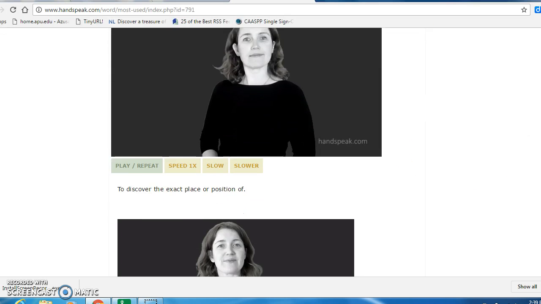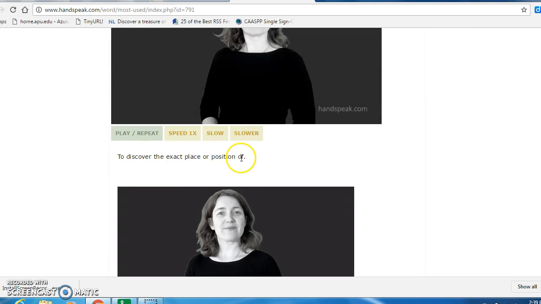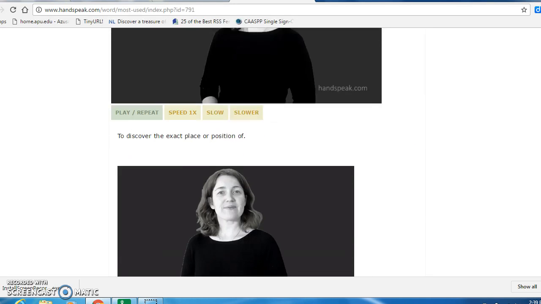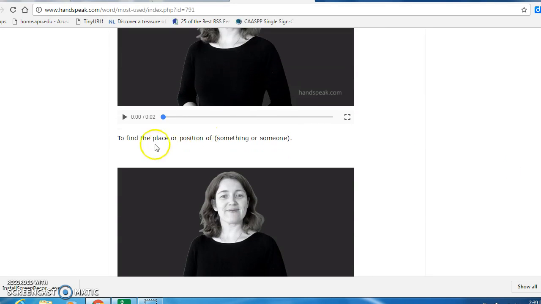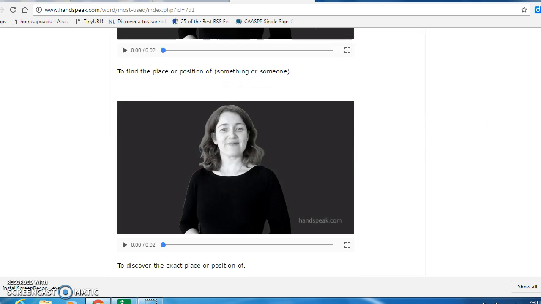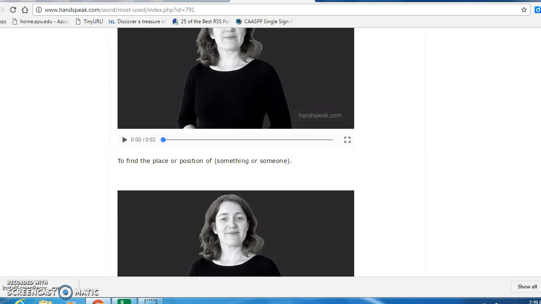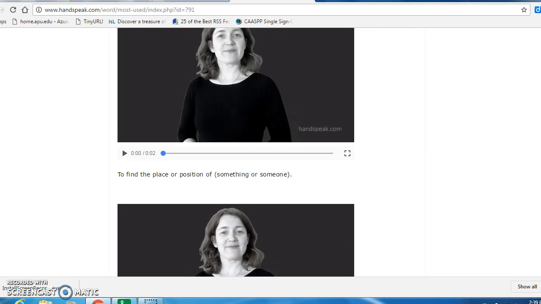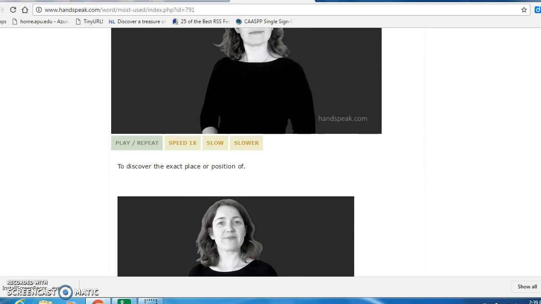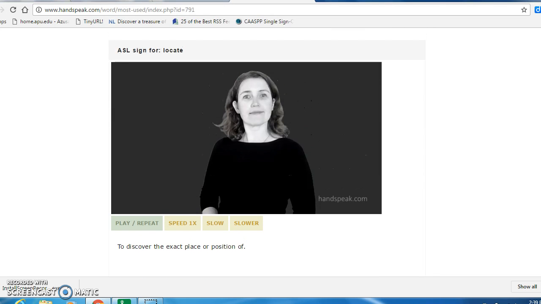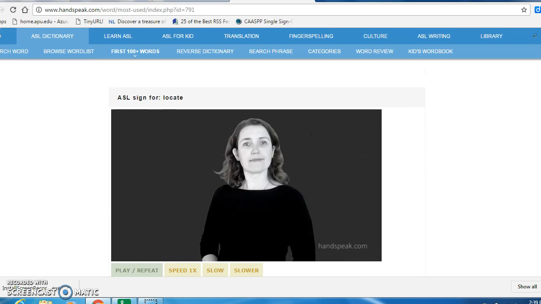What I like about this one also is it gives a little brief example or definition of the word, and if it's a multiple meaning word, it would give different signs for those multiple meaning words, which this word seems to have 3 different definitions, even though it's the same word: to discover the exact place, to find the place of someone or something, and to discover the exact place or position of. So slightly different nuances of words, but it gives the sign for each one.